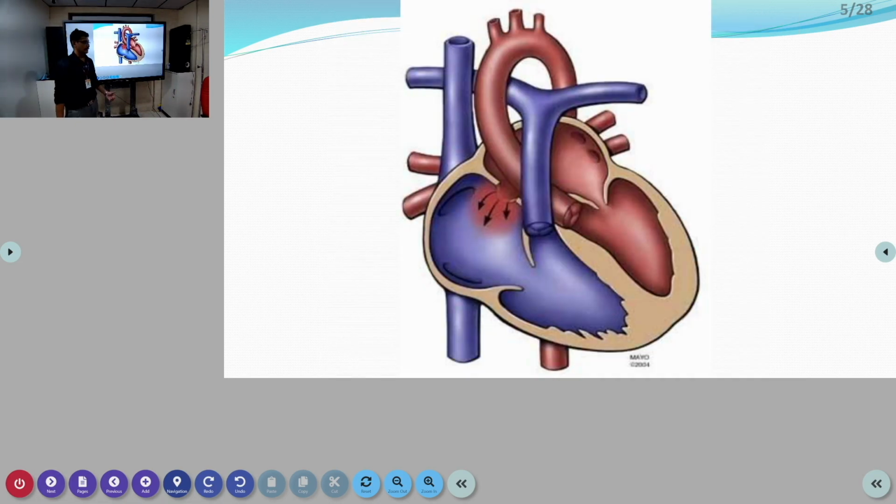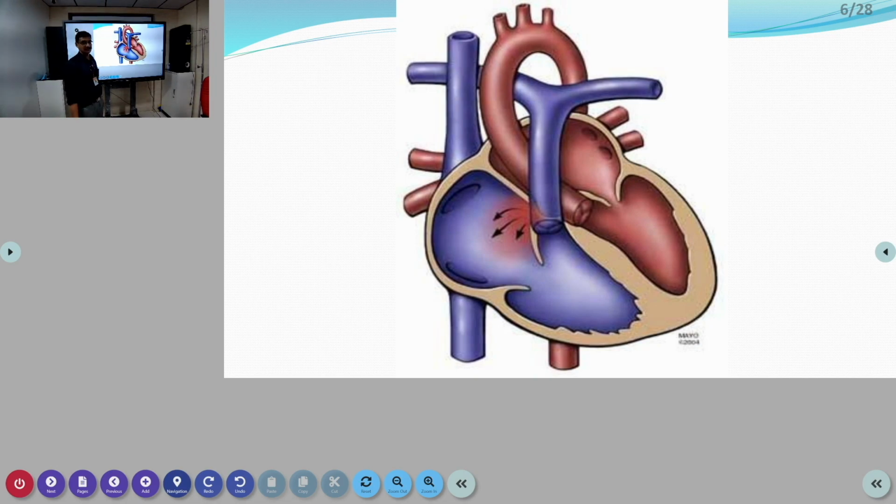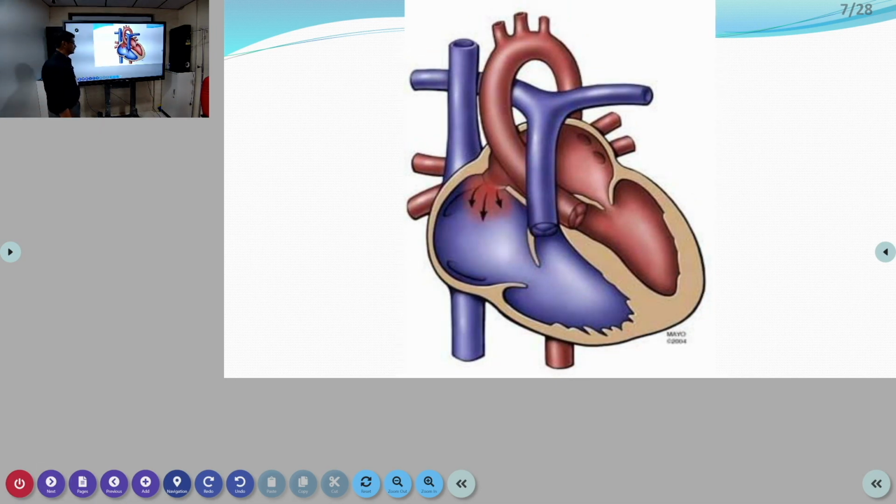This is another diagram showing the positions of the various types of atrial septal defect. This is the commonest type, where you have the defect in the middle of the septum, that is the ostium secundum defect. The next type is the ostium primum defect, where the defect is closer to the endocardial cushions, and sometimes that is associated with cleft mitral valve. And then you have the third type, the sinus venosus type, which is closer to the SVC origin.